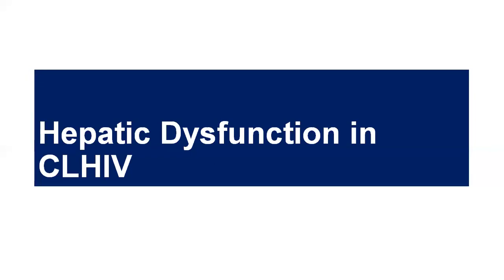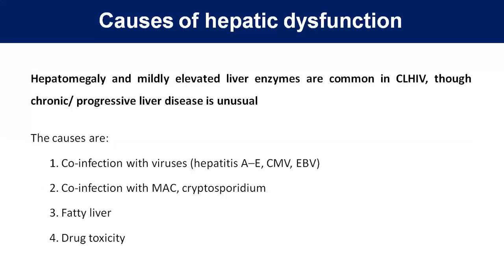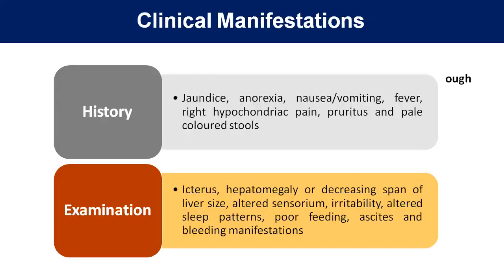So moving on to the next comorbidity, that is hepatic dysfunction in CLHIV patients. Causes of hepatic dysfunction: hepatomegaly and mildly elevated liver enzymes are common in CLHIV, though chronic progressive liver disease is unusual. The most likely causes are co-infection with viruses like hepatitis A, B, C, E, CMV, Epstein-Barr virus, co-infection with MAC, cryptosporidium, fatty liver, drug toxicity. All could cause hepatic dysfunction.